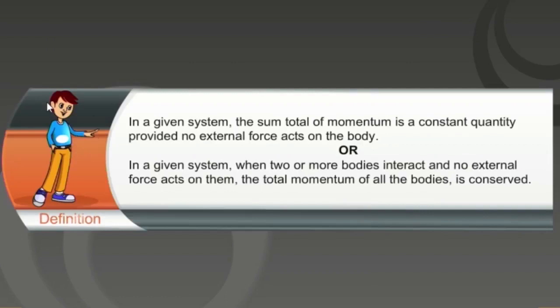Now, how to define this law of conservation of momentum? It says that in a given system, the sum total of momentum is a constant quantity provided no external force acts on the body. Or we can also say that in a given system, when two or more bodies interact and no external force acts on them, then the total momentum of all the bodies is conserved. That means the momentum will remain the same, and in order to prove it, let us take an example.